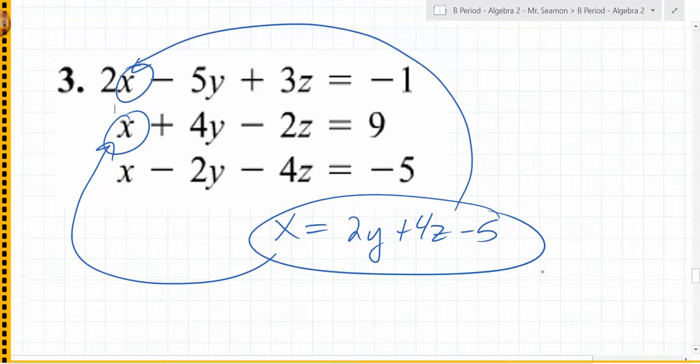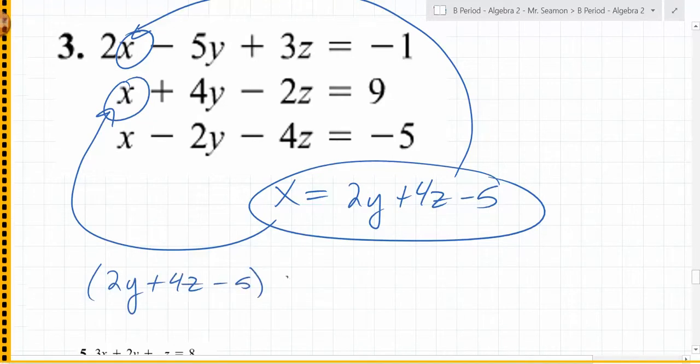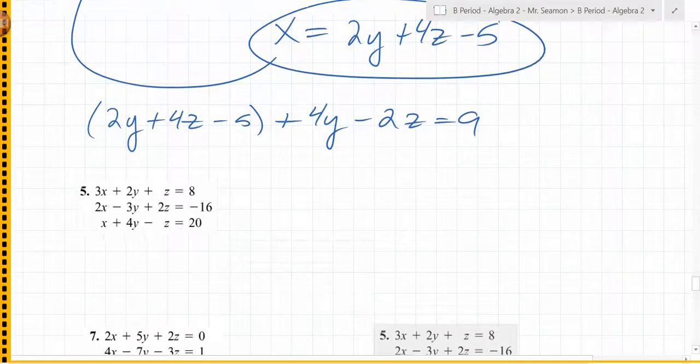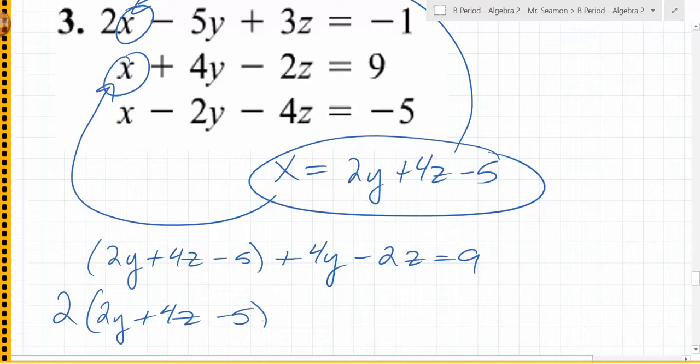Right. Okay, so now when you do that, you want to plug it into the second one. Let's say we did the second one. It'd be 2y plus 4z minus 5 plus 4y minus 2z is equal to 9. That would be your new line 2. Okay, good. So then you would want to get your new line 1. It'd be 2 times, was it 4y? No, 2y, right? 2y plus 4z minus 5 minus 5y plus 3z equals negative 1.